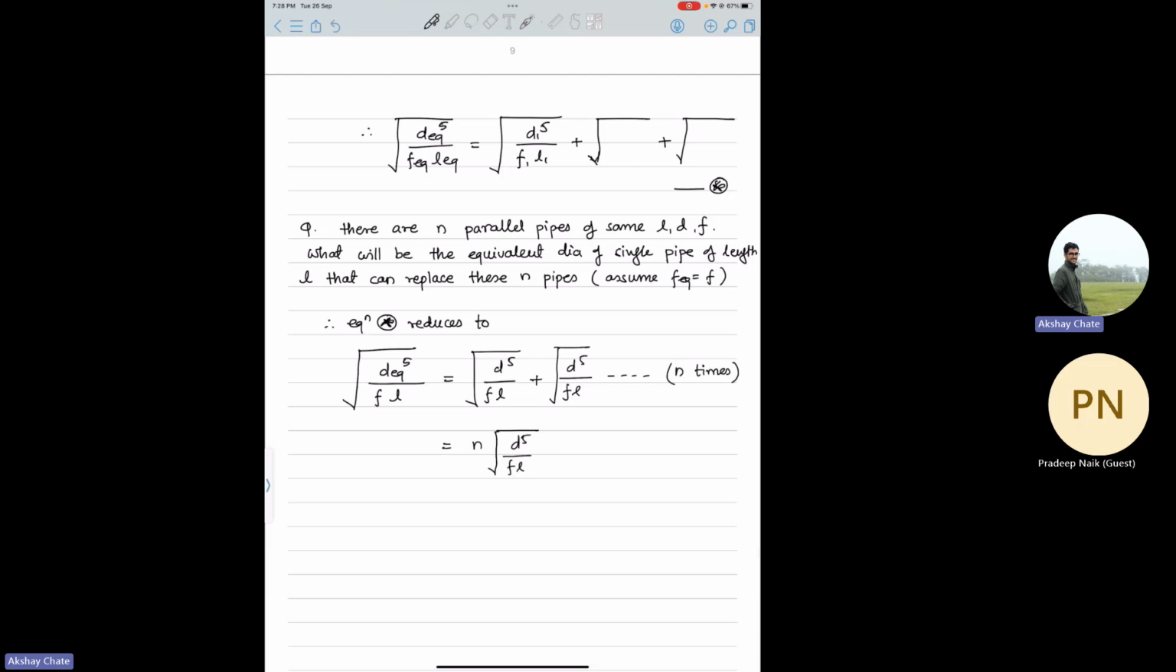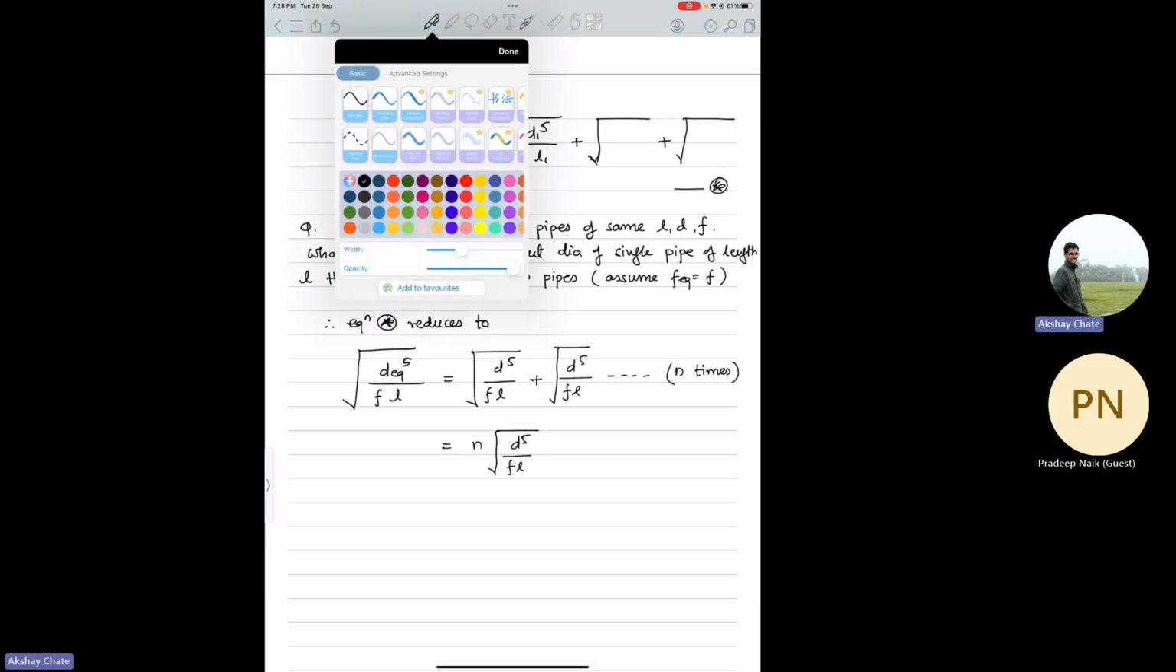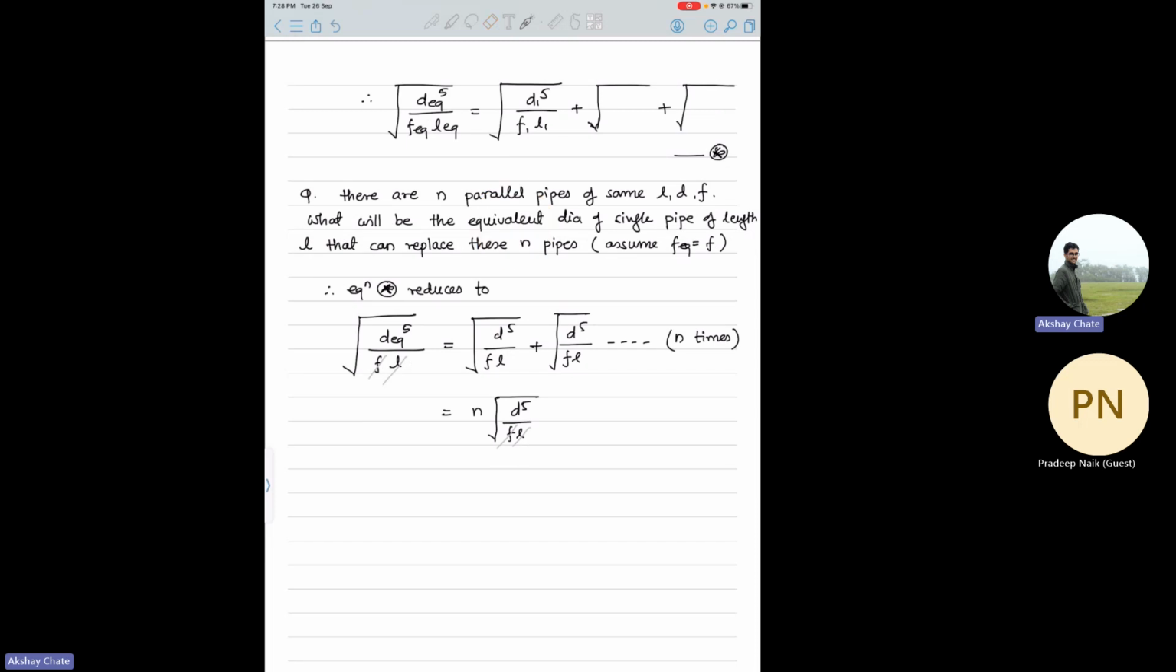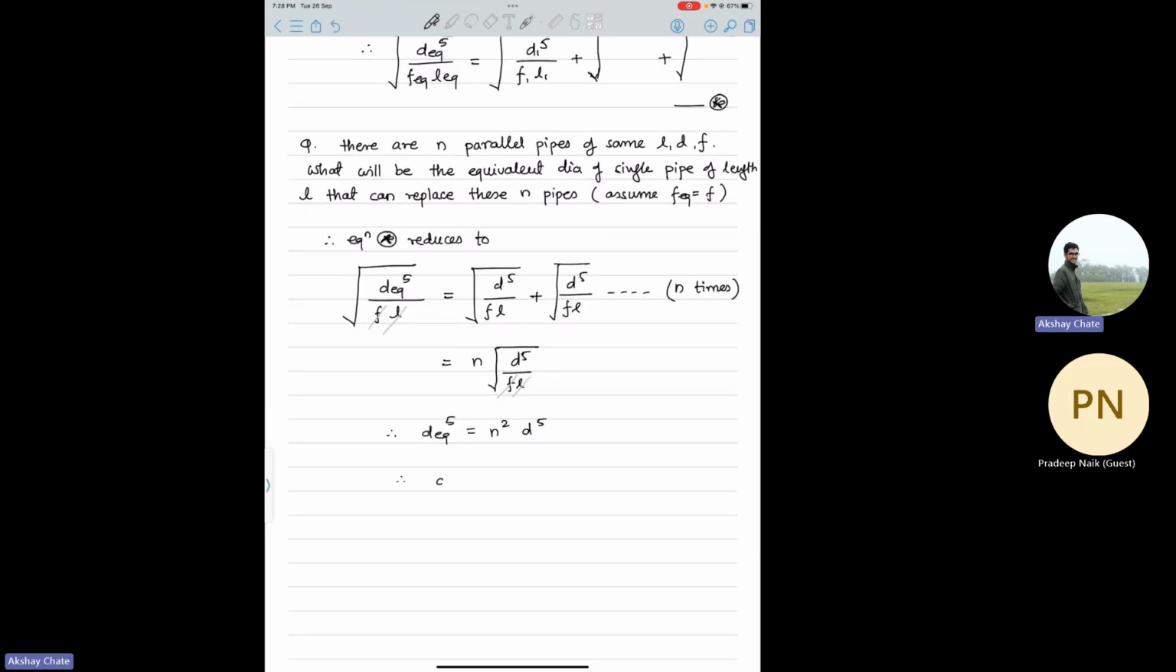So now if you simplify this, f will get cancelled, l will get cancelled, and you are left with these terms. So that can also be simplified. Therefore, you can take the square on both sides. So you will have equivalent diameter power 5 equal to n square d power 5, right? Then you take the fifth root. So you will have d equivalent, which will be n power 2 by 5 into d. So that is nothing but n raised to 0.4 into d. So this can be one simple 1 mark question.